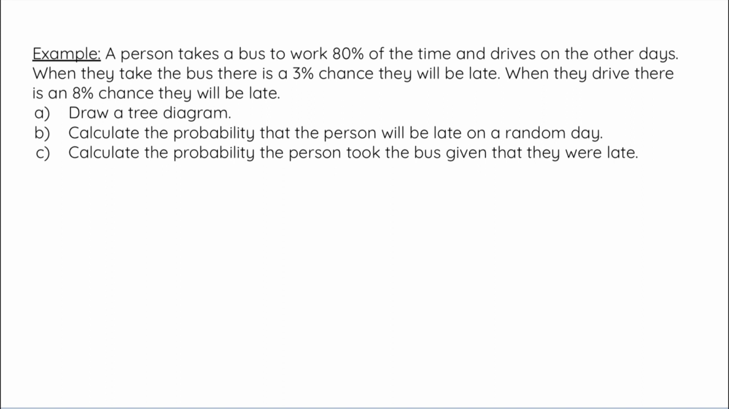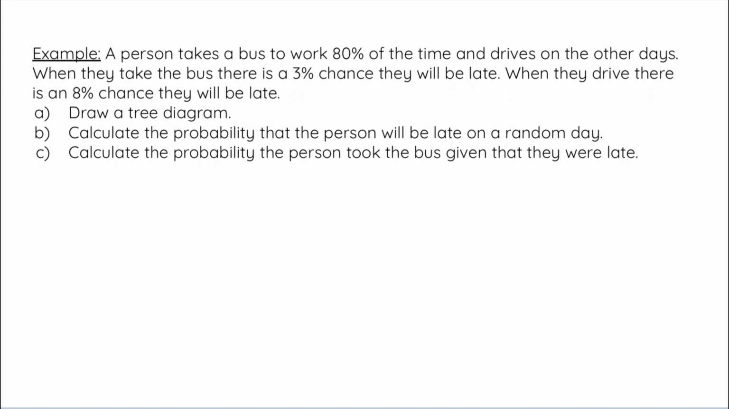When they take the bus, there's a 3% chance they'll be late, and when they drive, there's an 8% chance they'll be late. So we want to represent this in a tree diagram. And the reason we use a tree diagram is because there's two separate things happening. The first is whether or not they take a bus or they drive, and then the second is, are they on time or are they late? And so we're going to represent this in a tree diagram.